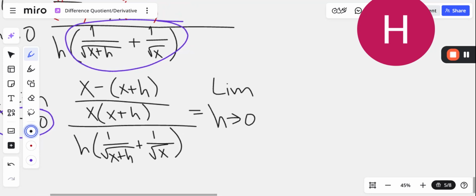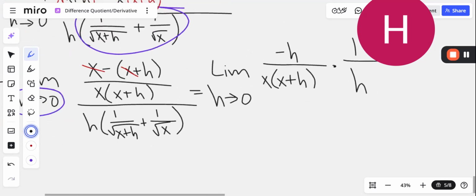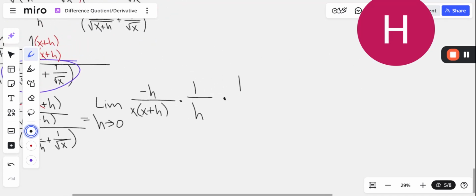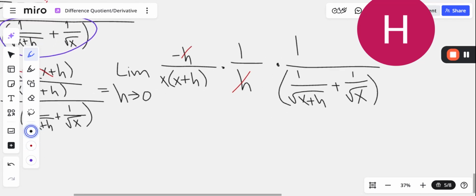So here we have x minus x, that obviously cancels, and then we have negative h over x plus h. Then I'm going to flip this to 1 over h, and then I'm also going to flip this separately. I know it's going to look weird. 1 over root x plus h plus 1 over root x. I know that looks a little funky, but just bear with me here because, like I said, it's not going to cause any issues when we try to plug in 0. So let's go ahead and plug in 0.